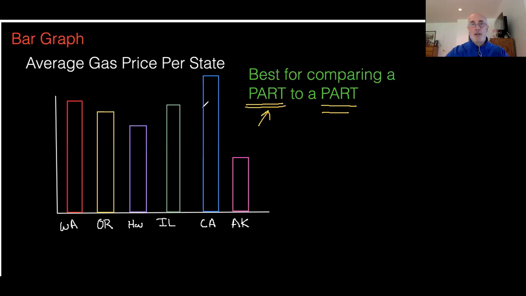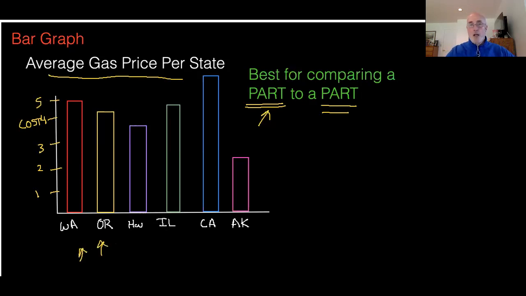So if you look at my chart here, I'm talking about the average gas price per state. So if I had a bar graph showing the average gas price per state, over here on the left is the cost on this chart. Let's say it was $1, and this would be $2, and this is $3, and this is 4. Well, it's getting expensive here, 5, etc. And then over here I've got my states at the bottom, my Washington, Oregon, etc.